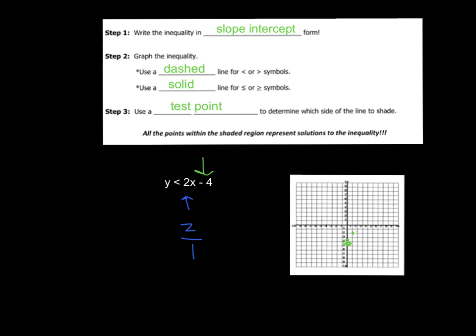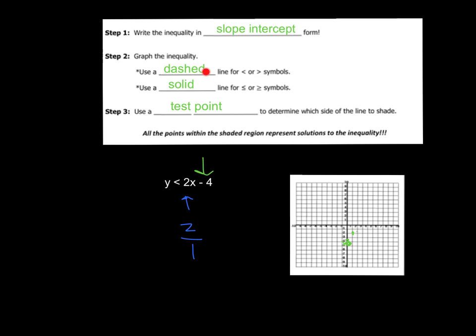So this is where things change a little bit. In the past, we would continue to rise 2 and run 1 and get as many points as we needed in order to make our line extend all the way across our coordinate plane. Well, now, instead of just drawing a line, I need to figure out, is my line dashed or is my line solid? So let's think about that.